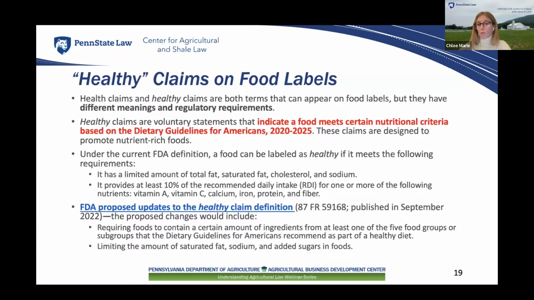Also under the proposed definition, raw fruits and vegetables would automatically be eligible for the healthy claim due to their nutritional value and contribution to a balanced diet. The comment period closed in February 2023, so we should expect to learn more about the final rule sometime this year.